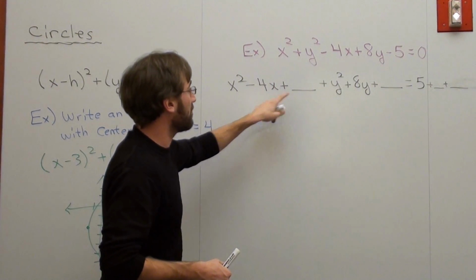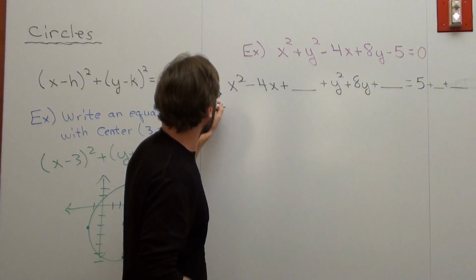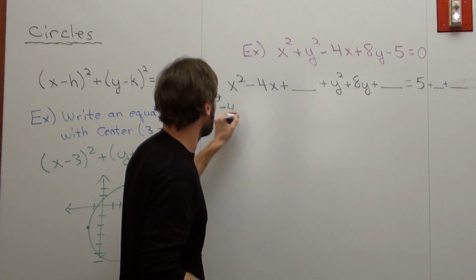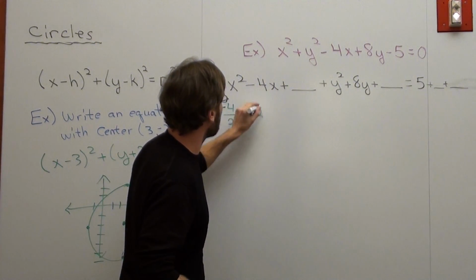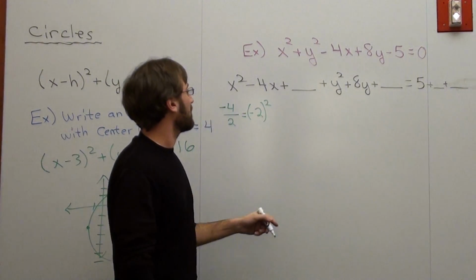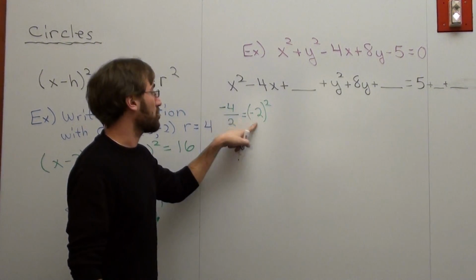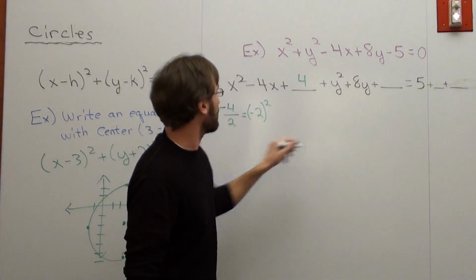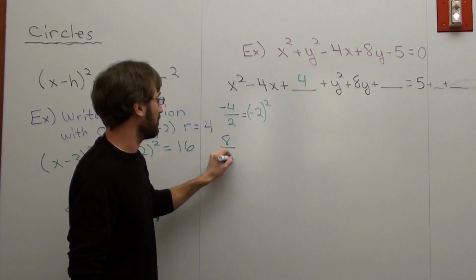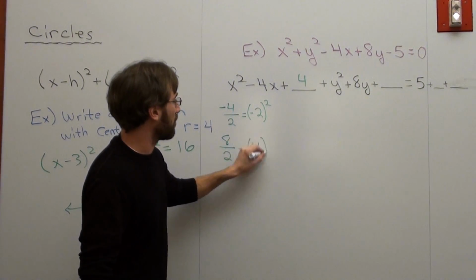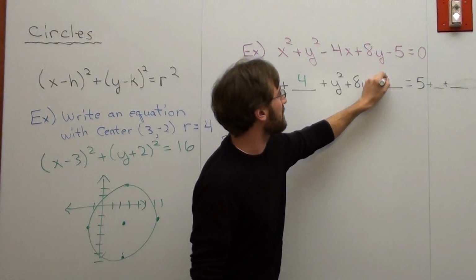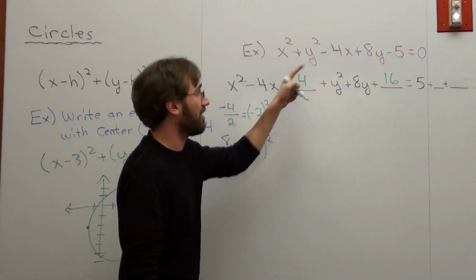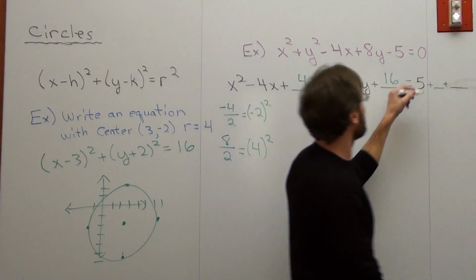So, what I do to figure out this blank is take the -4, divide by 2, it's -2, put it in parentheses, and square it. Divide by 2 and then square. Make sure you put that term in parentheses. -2 squared is 4. If you want to figure out this one, it's 8 divided by 2, which equals 4. Put it in parentheses, square it, 16. So I got to add 4 and 16 on that side.